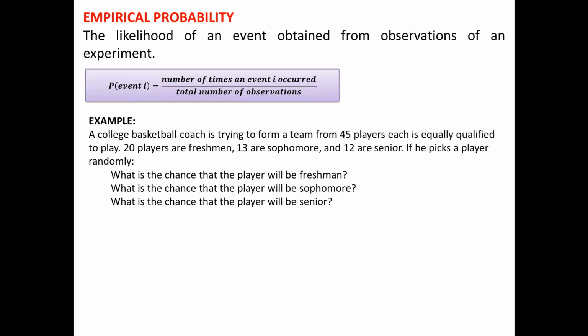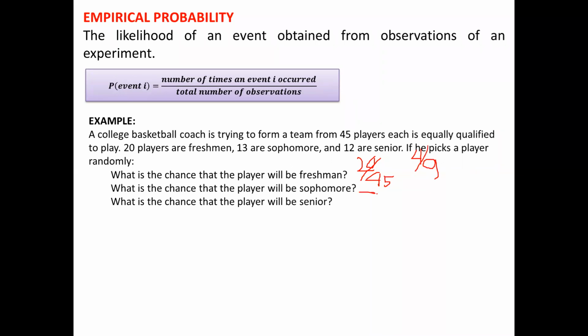Class, napakasimple niyan. Ano sagot sa number 1? 20 over 45 po. 20 over 45. So, tandaan ko yun. Sulat ko muna kung tumama kayo. 4/9 po. 20 over 45 or 4/9, because both of them are divisible by 5. So, 4/9. Tandaan ko yun.